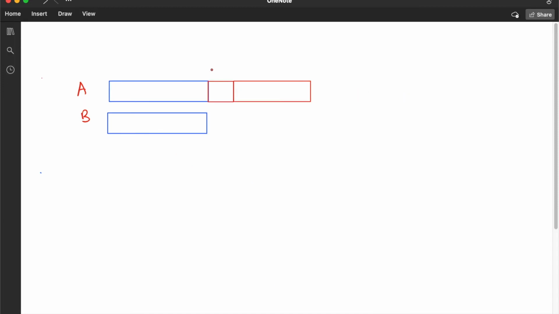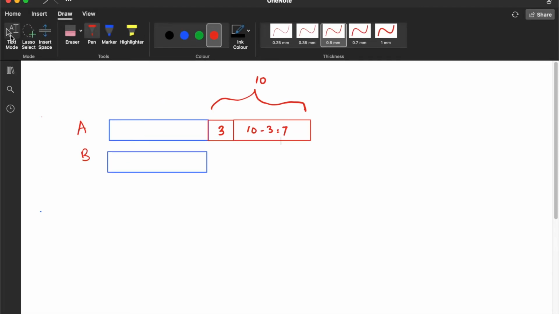Another possibility: A still has $10 more than B, but now he's going to give less than $10. Let's say this is 3, so this is of course 10 minus 3, equal to 7. Let's see what happens. So this part will go down to B. Let me erase this part, and then let's draw this in. So how much will B have more than A now?